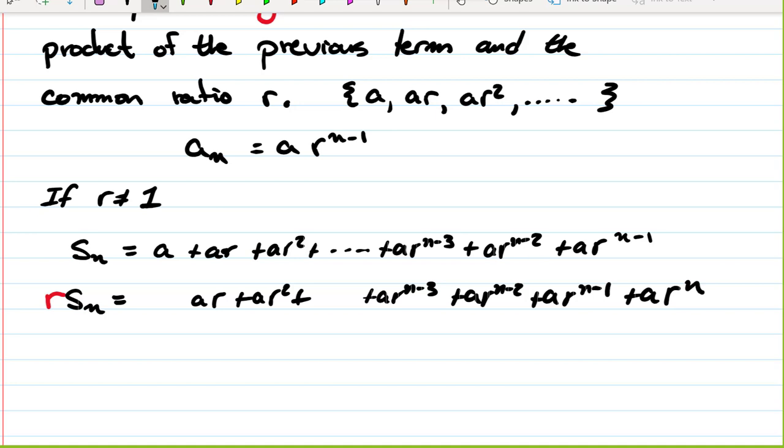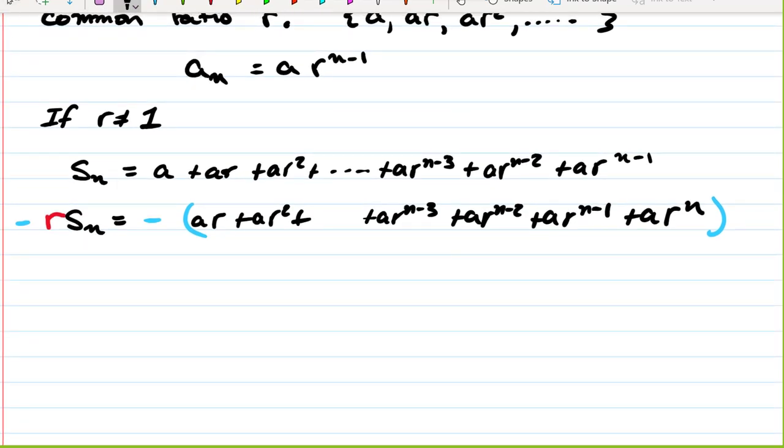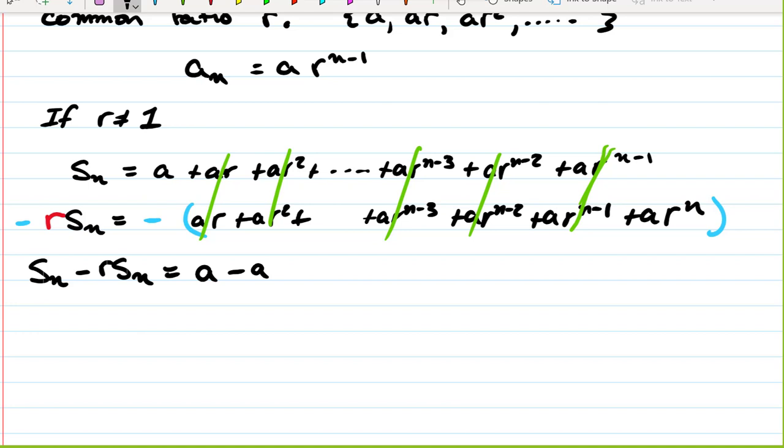So now we have two equations. If I were to subtract these two equations from each other, on the left-hand side, we would get Sn minus r times Sn. And on the right-hand side, since we're subtracting, the first term doesn't pair up with anything, but the second term, the third term, in fact, all of them will pair up with something and reduce out to 0, except the first term and the very last term.